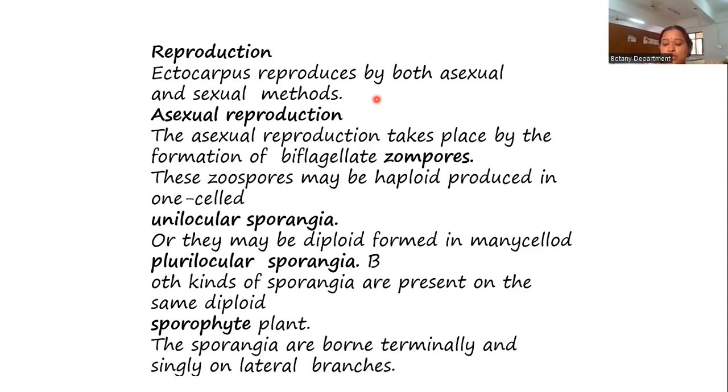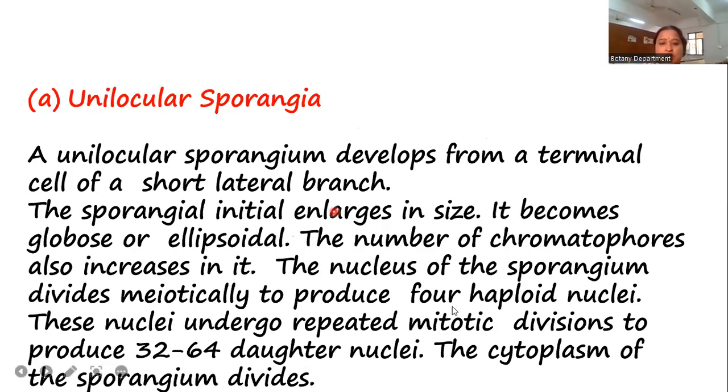The diploid nucleus of the unilocular sporangia undergoes meiosis to form 4 haploid nuclei, which further undergo mitotic division to produce 32 to 64 daughter nuclei. Then cytoplasmic cleavages occur around these daughter nuclei.